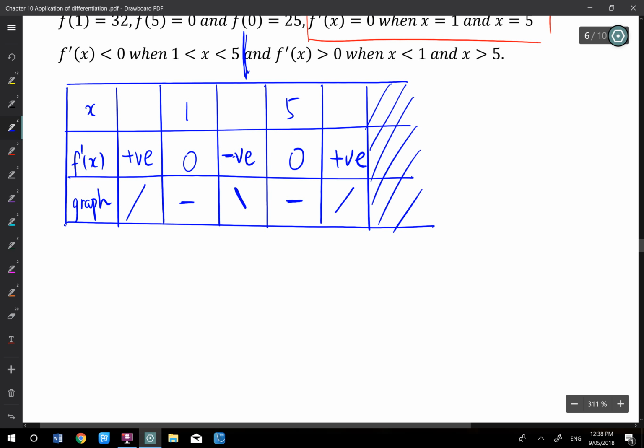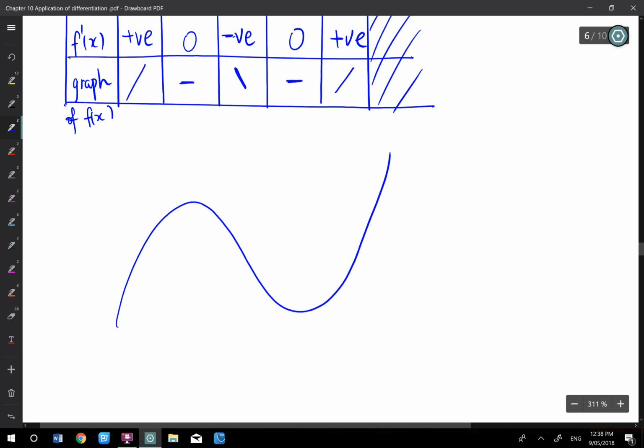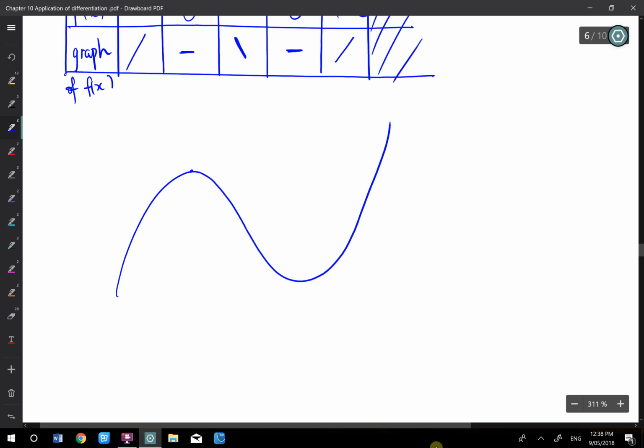Can you see the shape of f(x) now? This is actually the graph of f(x). Okay, that's the graph of the original. Can you see the shape? It's something like this. My sketching is too bad. Okay, something like that. And you know this point is (1, 32), and this point is (5, 0). Okay, it's all given in the coordinates. You see the coordinates above.